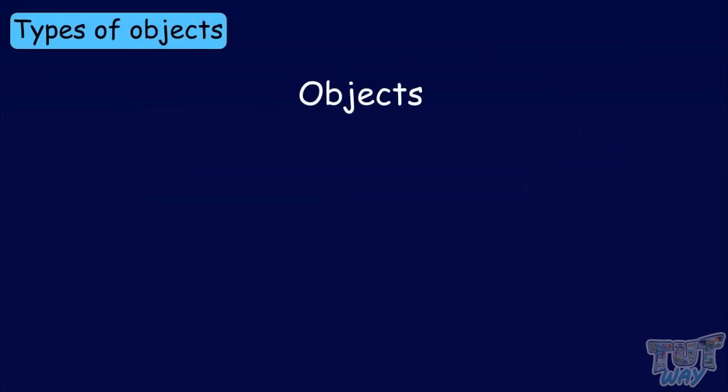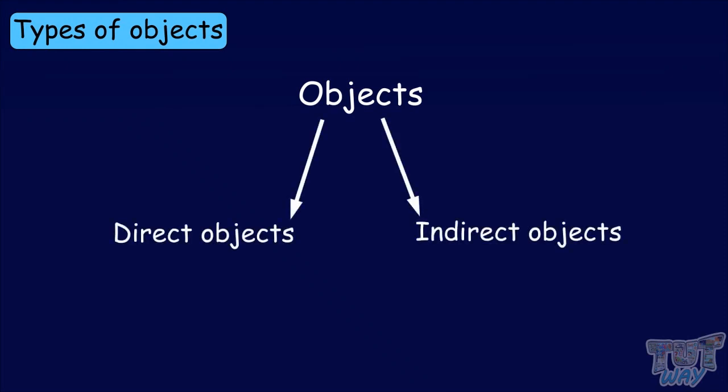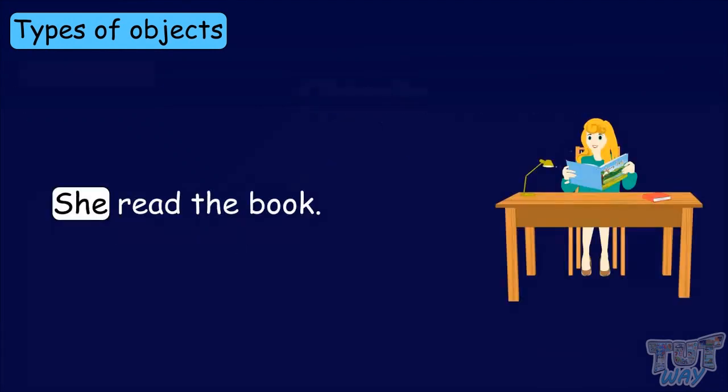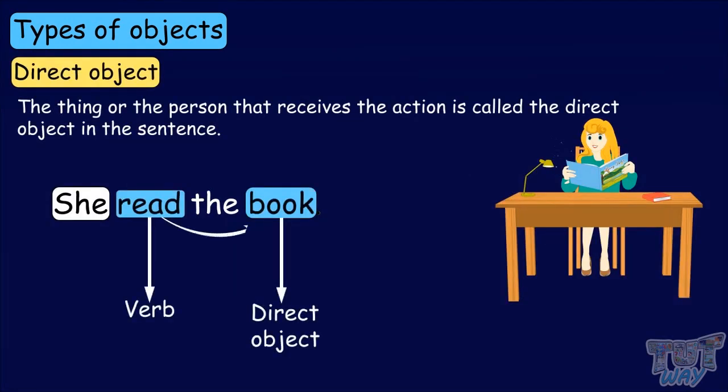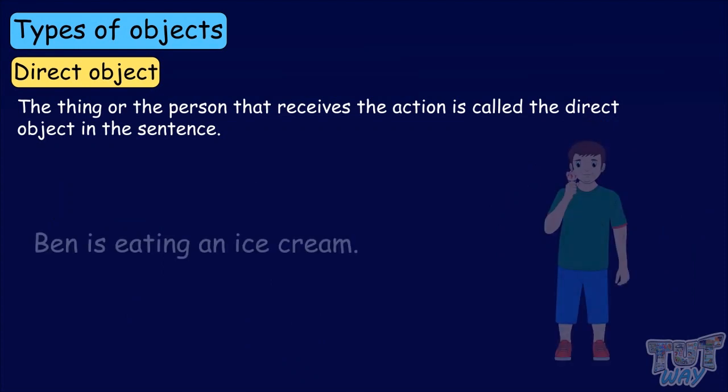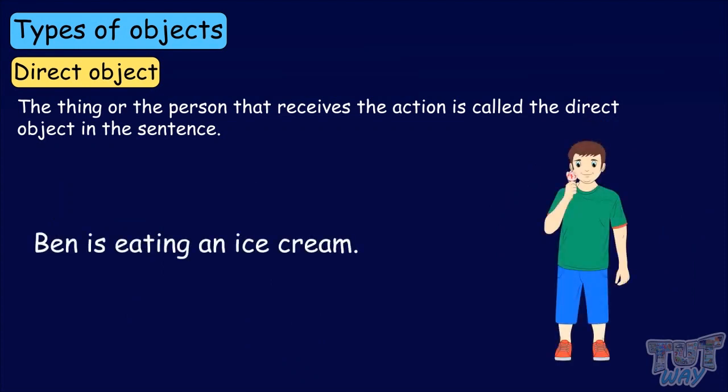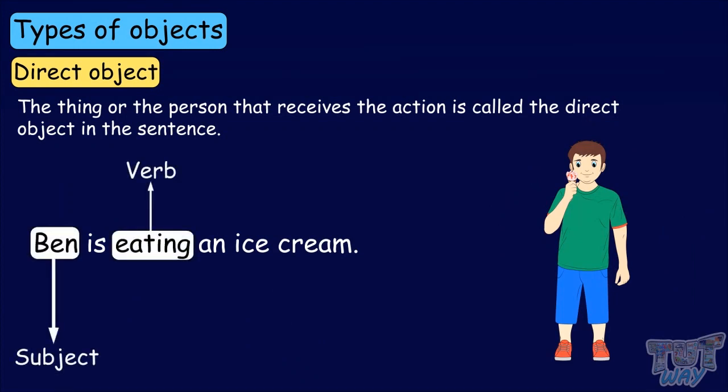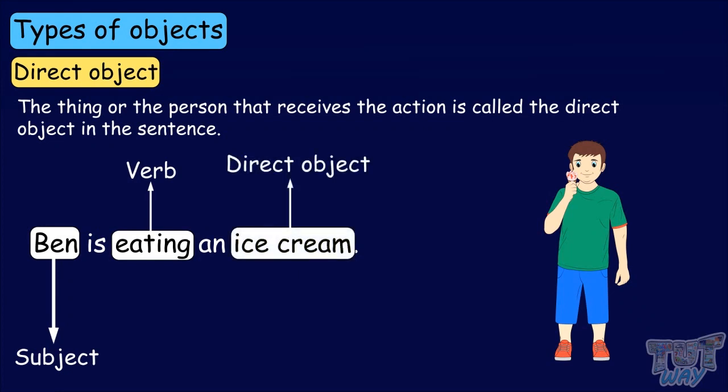Objects are of two types: direct objects and indirect objects. The thing or the person that receives the action is called the direct object in the sentence. Ben is eating an ice cream. Here, Ben is the subject, eating is the verb, and ice cream is the direct object, as the action of eating is directly being performed on the ice cream.